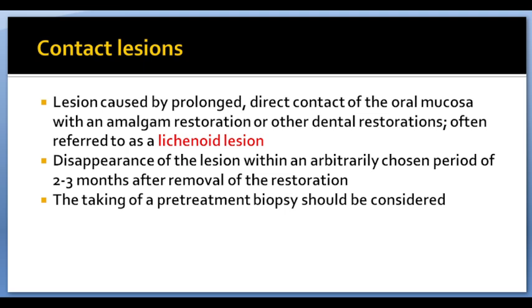Lichenoid lesions appear as whitish lesions on the left buccal mucosa and tongue. We have to check whether the patient has any dental restorations in the form of a crown, bridge, or amalgam restoration. Biopsy is indicated if the lesion persists even after removal of these restorations.